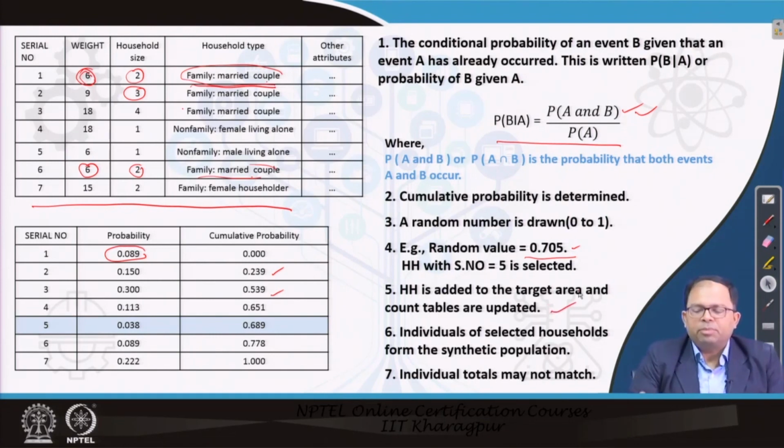So this is the process of drawing a particular household from the sample, and then we will put it in the actual target area and keep on doing that until the total number of population for the target area is fulfilled, provided that the individual characteristics of the households match the target area's total characteristics, or the control totals for that particular target area.